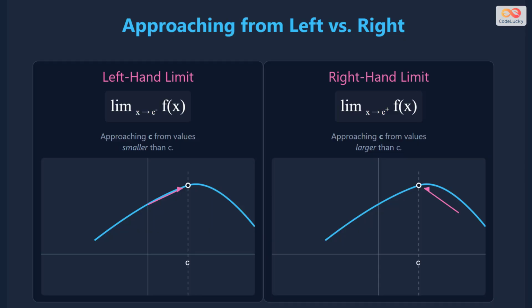We can approach a number from two directions. The left-hand limit, denoted with a little minus sign, looks at what happens as we come from numbers smaller than our target. The right-hand limit, with a plus sign, looks at the approach from numbers larger than our target. For a normal, smooth path, these two approaches will point to the same location.